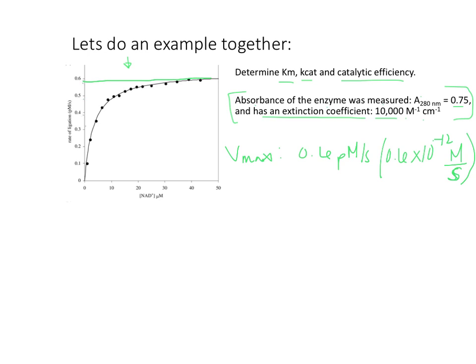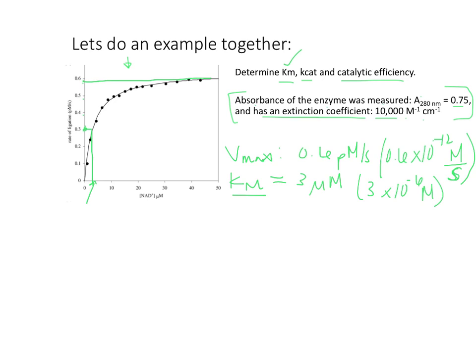Km, we want to go half of that, drag it over to the line, and then drag it down to the x-axis. And I will approximate that to be, I don't know, 3 micromolar. Again, I always move right into molarity, so 3 times 10 to the minus 6 M. All right, so I've got my Km, check, did it.